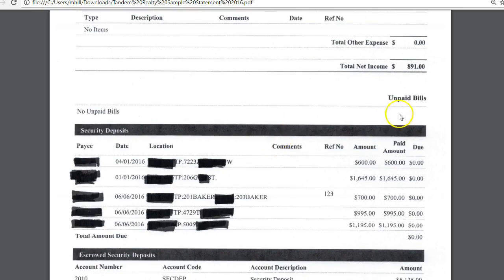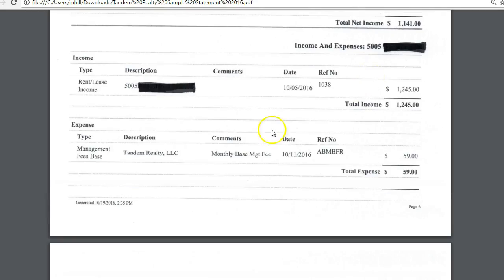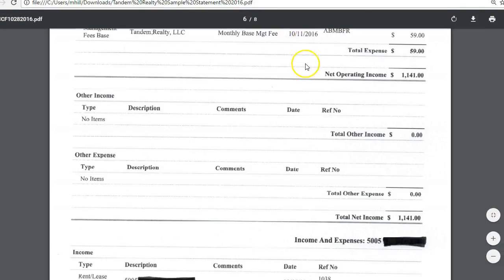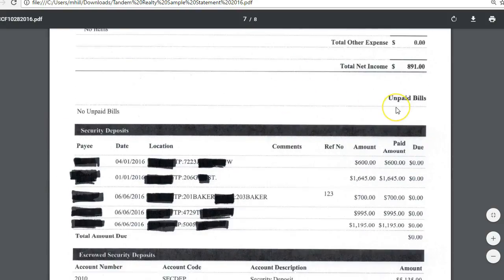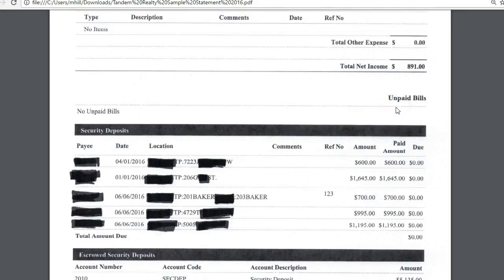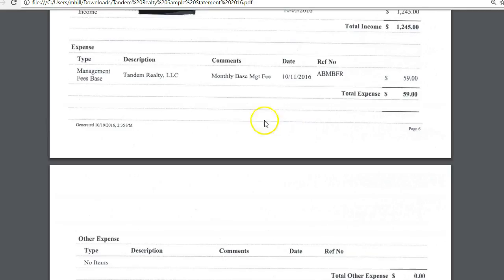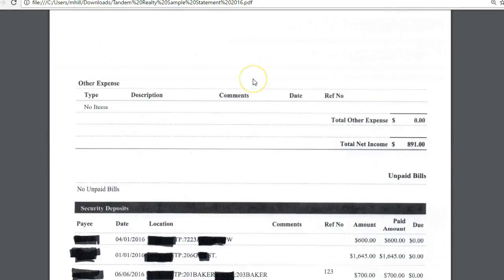So check through these. Once these have been paid, they will move into the expense section of the property that they were paid for. So unpaid bills down here does not mean an expense. It just means we've held back the money to be able to pay that. The money is still in the account. Once it leaves the account to pay for that bill, it will move into the expense section of that property.